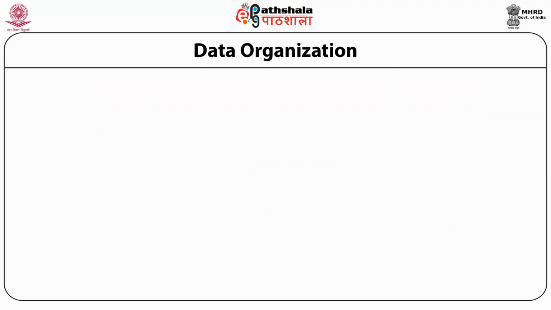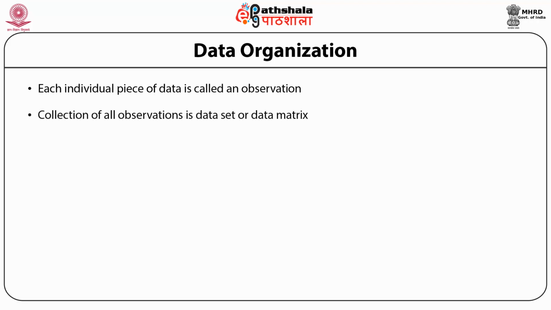Data organization is an important criterion when you have enormous data. In any library, on a monthly basis, you get most of the data in enormous quantity. Each individual piece of data is called an observation, and when these observations are grouped together, classified, and represented in a data set, they are called a data matrix.